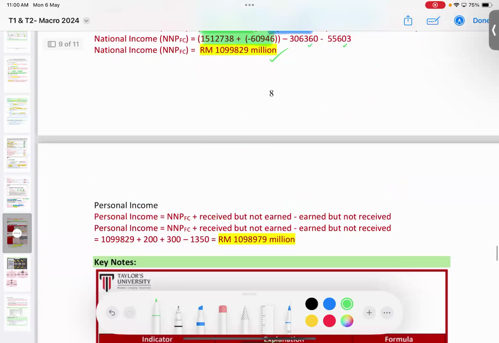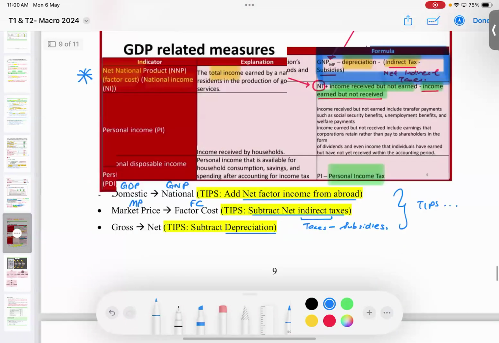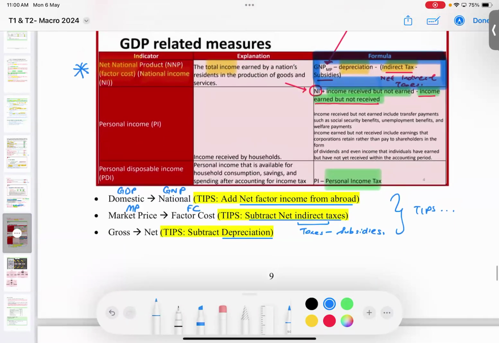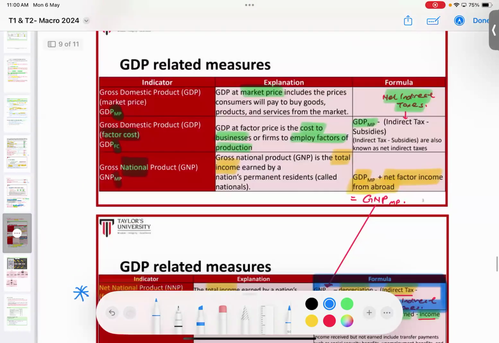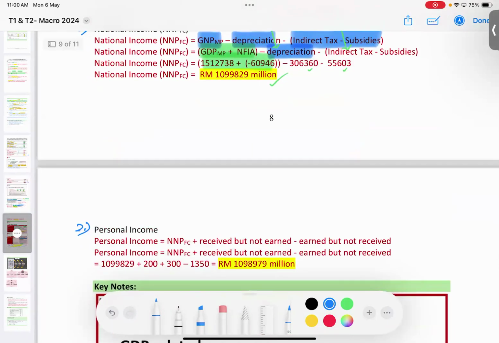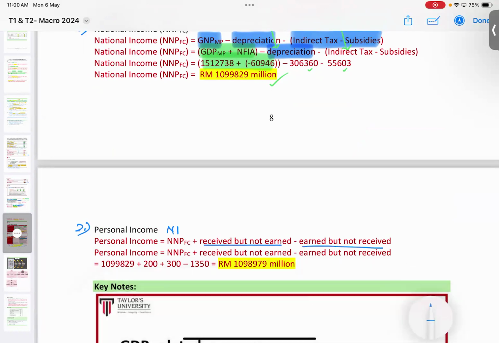Okay, now move on to the second one. They ask you to calculate personal income. So the one that we learned just now, personal income, as you can see from the formula here, you use the national income plus income received not earned minus income earned but not received. So remember NNP here, also what we call as national income. So national income plus any received but not earned minus earned but not received.